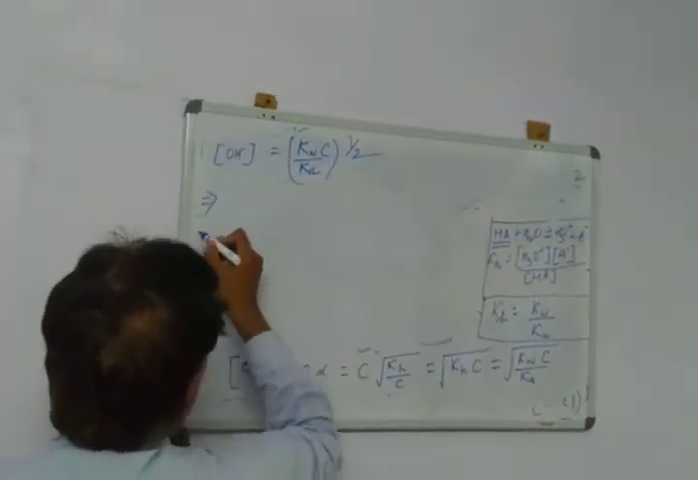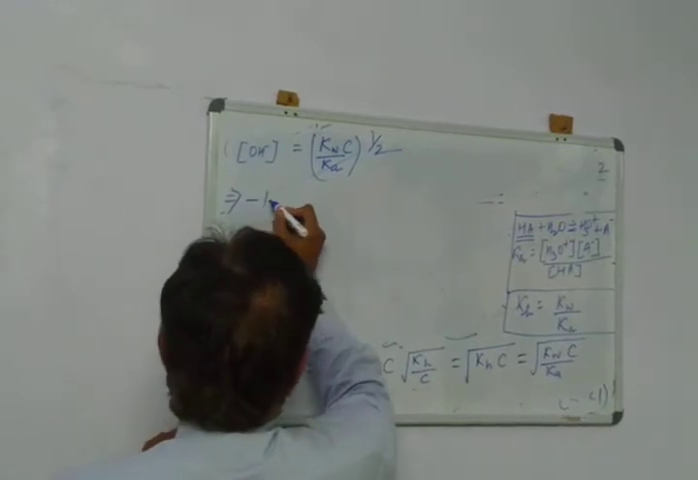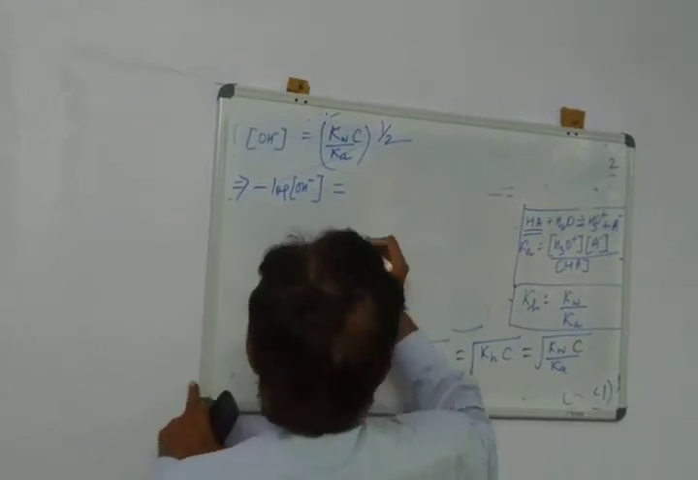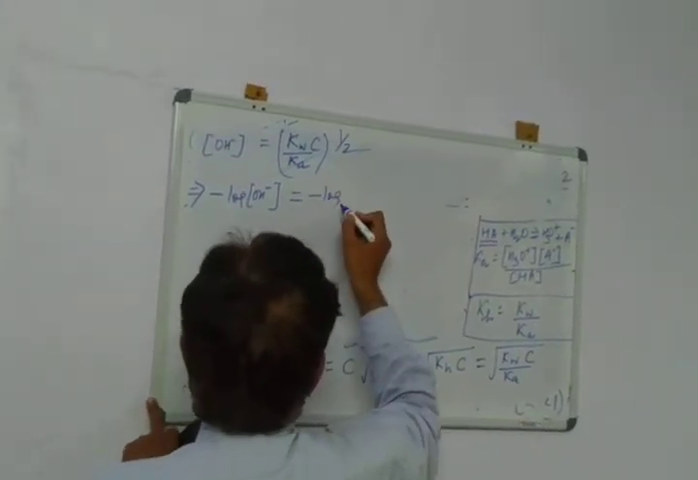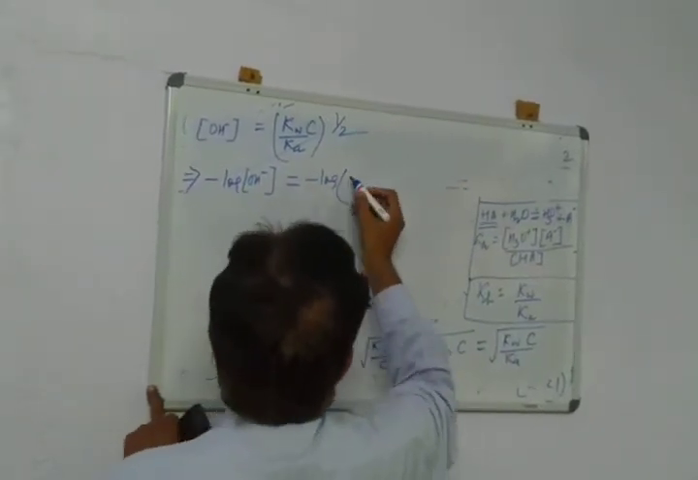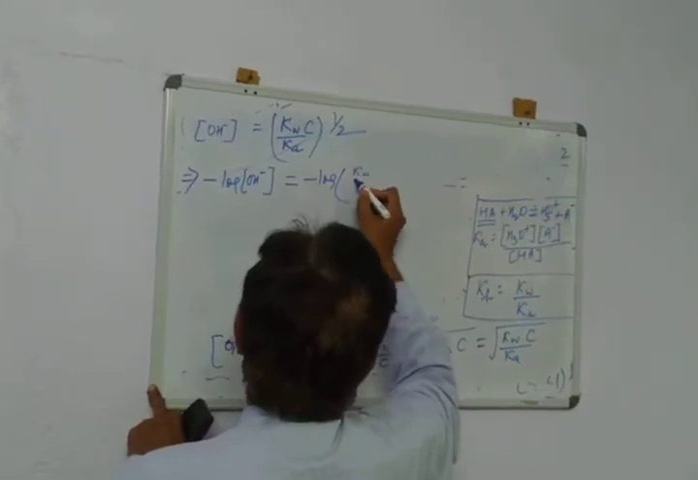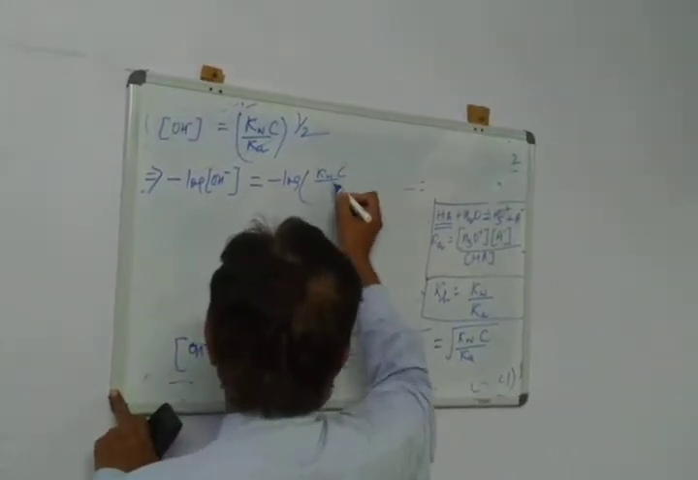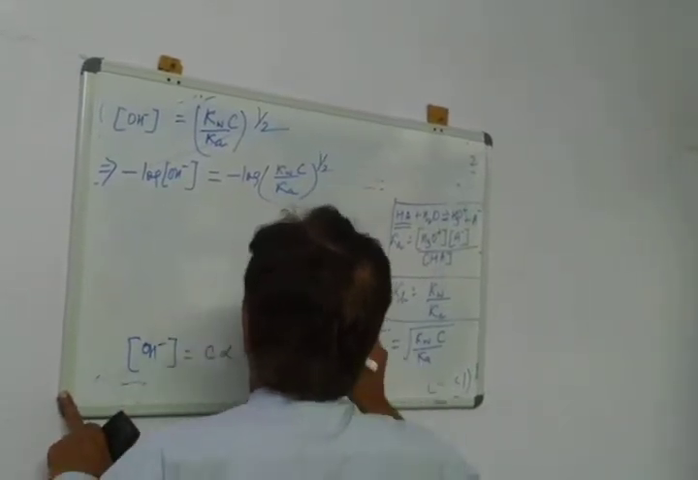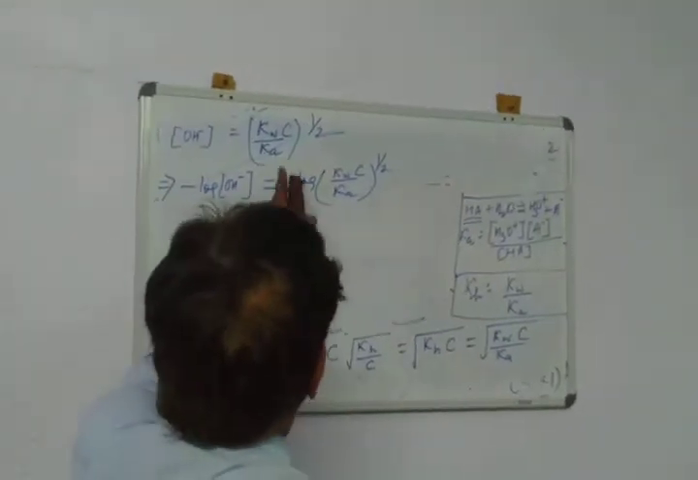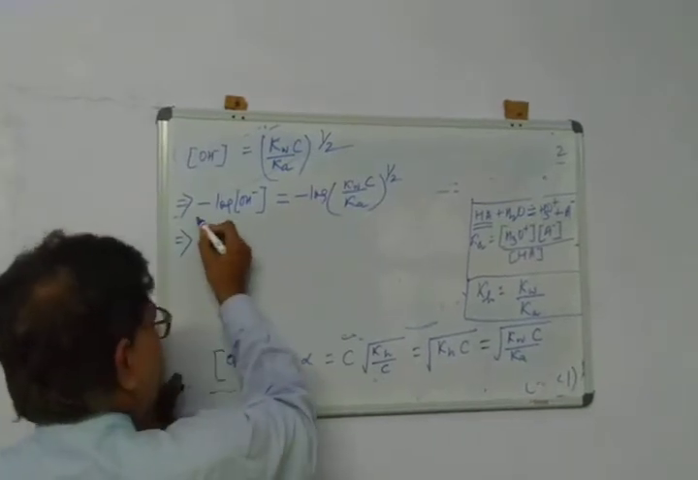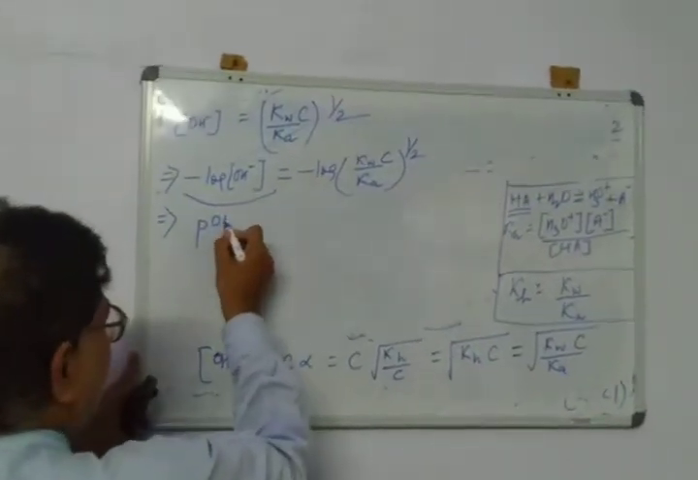As a result, minus log OH minus concentration will be equal to minus log of KW by C, KW into C by KA raised to the power half. Okay, minus log, same thing. Both sides negative logarithm we have taken. Now this is minus log OH minus ion is POH.